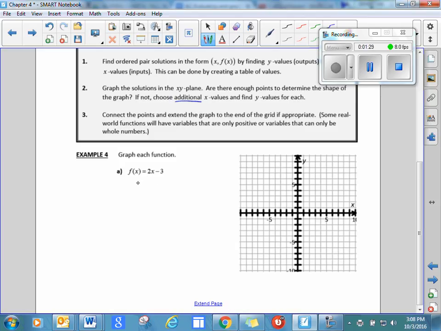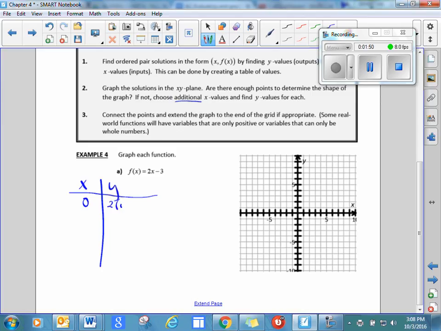You can pick any point you want for x. You're the master of your own ship here. You're creating your own table. You're going to pick a value for x. You're going to substitute it in, and then you're going to see what your output, your y, is going to be. I almost always start with 0. 0 is a nice, easy number to plug in. It usually makes my answer pretty small.